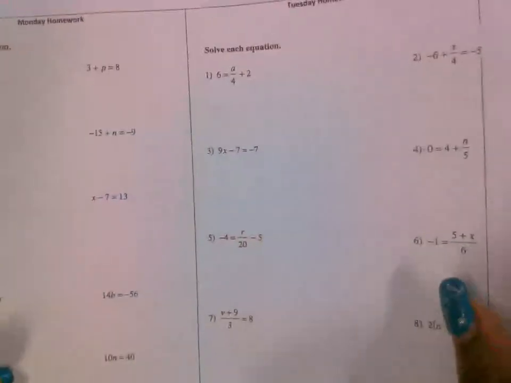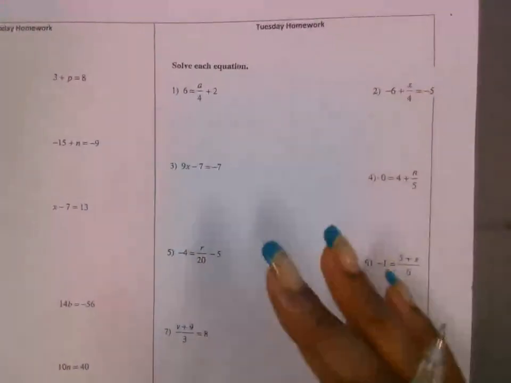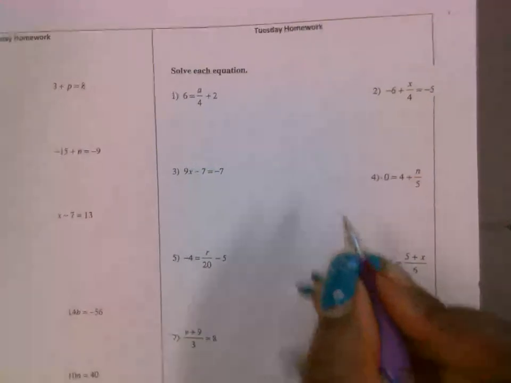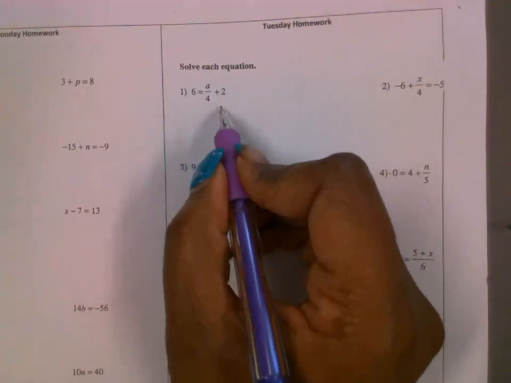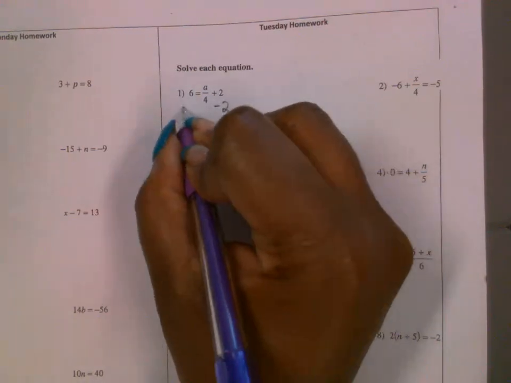And this is what we're doing in our homework. The same thing that I just did with you. All right, so let's look at this. In order to do this problem here, the first thing I have to do is subtract 2 on both sides.